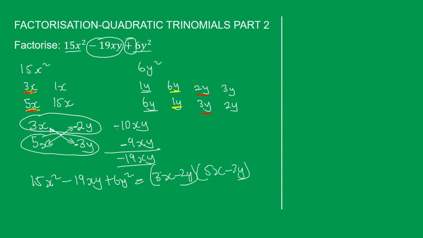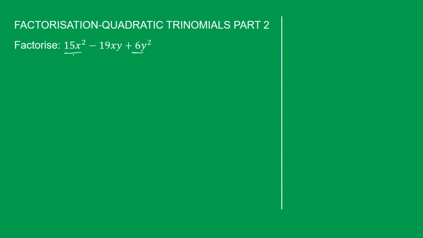Let's do the second method. So 15x squared times 6y squared is equal to 90x squared y squared. Right? And then we look for the combination that will give us negative 19xy. Remember, when it's positive, the factors have the same sign. Then negative, this one shows us that it is the same sign, which is negative.